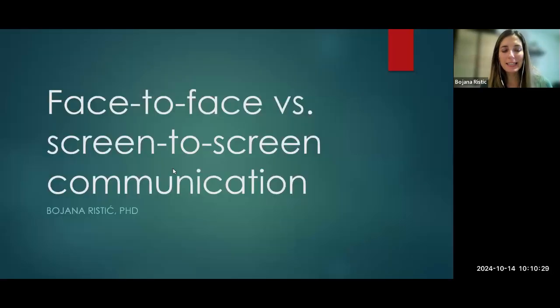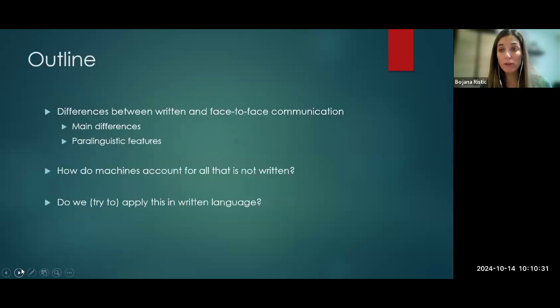Okay, so as I said, the comparison will mainly be between written communication and face-to-face communication. What are the main differences? We will be focusing on something that is called paralinguistic features. So not strictly linguistic, but more paralinguistic. Then we will talk about how all this details.